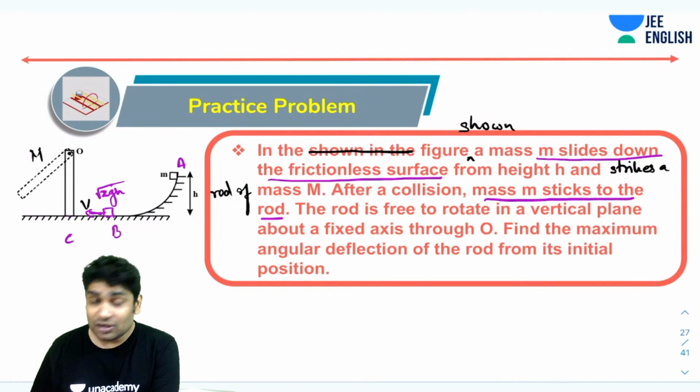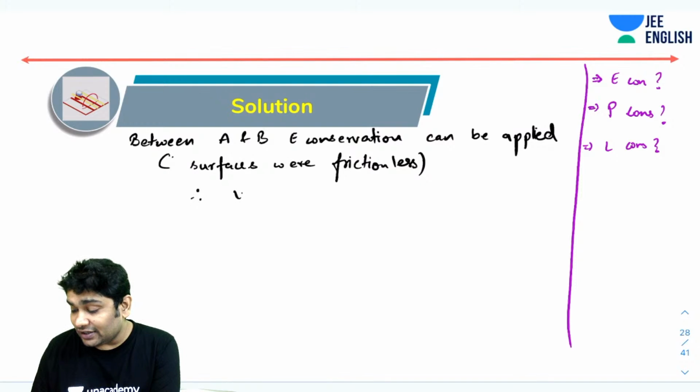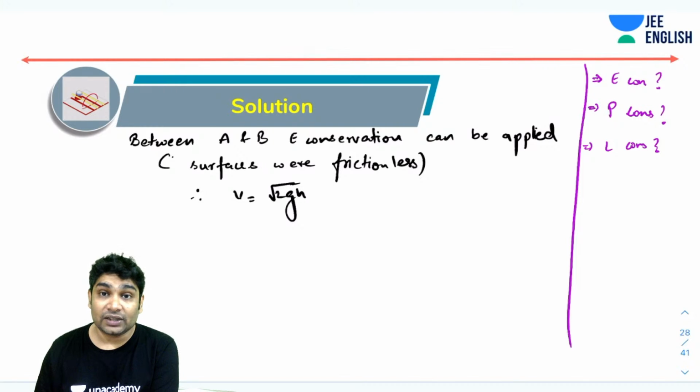So therefore, I can immediately say V would be root 2gh. So that we found out.